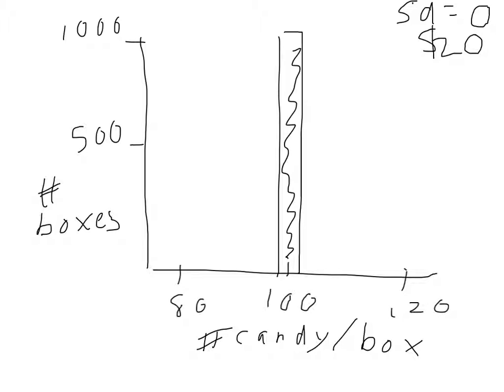And let's say the production run is 1,000 boxes of candy, okay? And they have done quality control. And so they have found that every single one of those 1,000 boxes has exactly 100 pieces of candy inside of it. Okay? So we see that every single one of those boxes is right here at 100. So the standard deviation is 0. Okay? There's absolutely no variation here. Everyone has exactly 100.